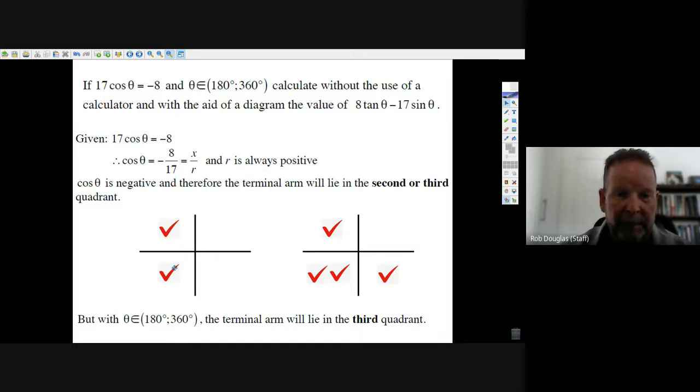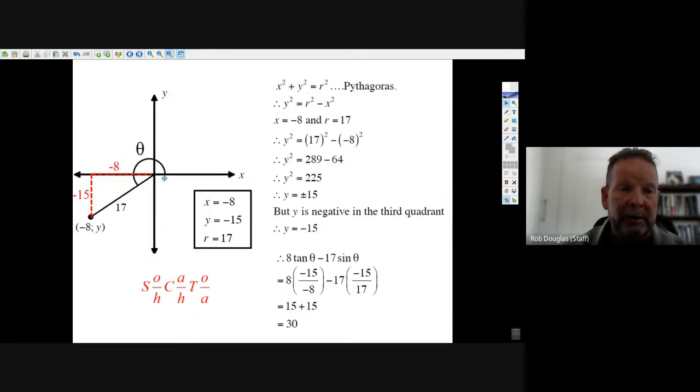So that's the first thing. But hey, they said that the angle should be between 180 degrees and 360 degrees. So that means it could be in the third or the fourth quadrant. Well, the only place where both of those things happen is the third quadrant. And that's why you draw your diagram in the third quadrant, just like this.